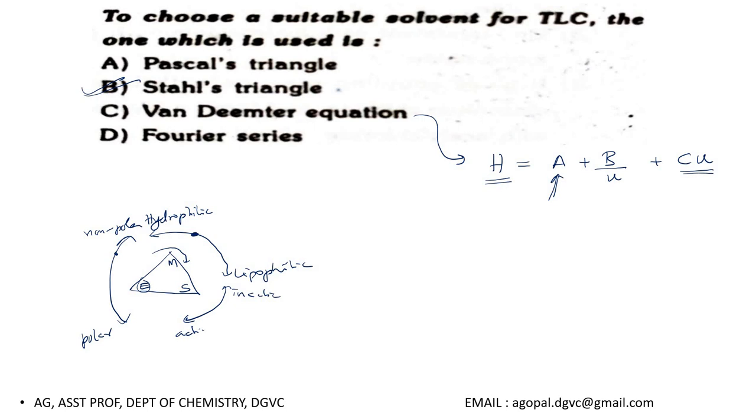Fourier series, that you know very well, is used to simplify a complex spectrum. We can use Fourier series, which is applicable in many places. So this we know already. So the correct option for this question is option B.